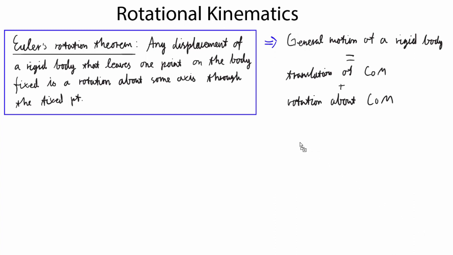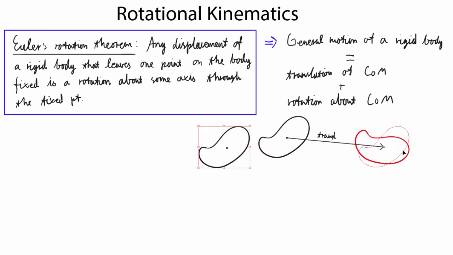The way you can see that is pretty easy. Let's say we have some rigid object like this, and then it undergoes some motion. Well, we can always say that we have some translation that maps the old center of mass onto the new center of mass. To whatever extent that doesn't make the body overlap with itself, well, you can fix that with some rotation.